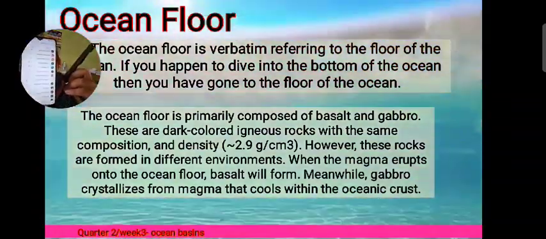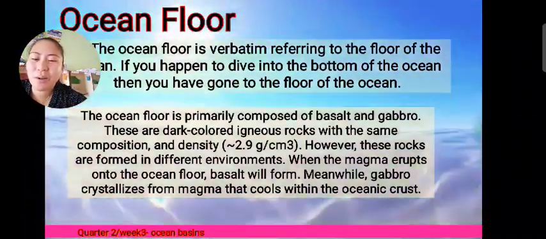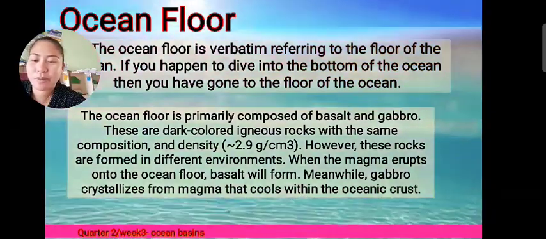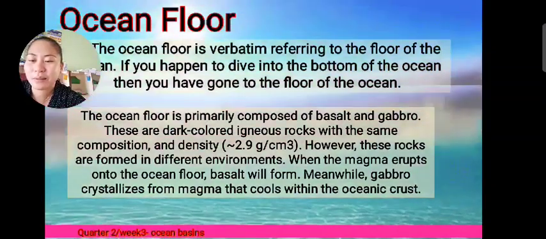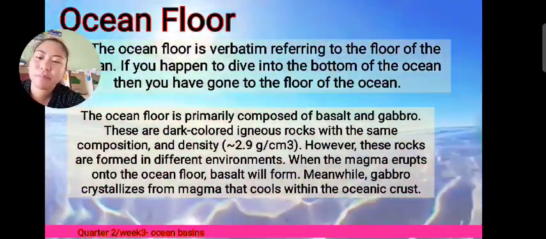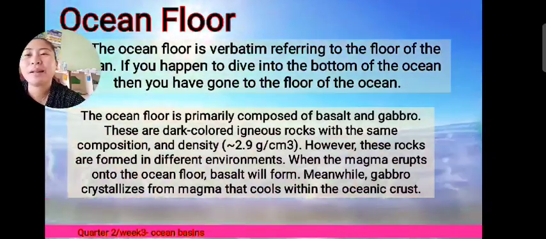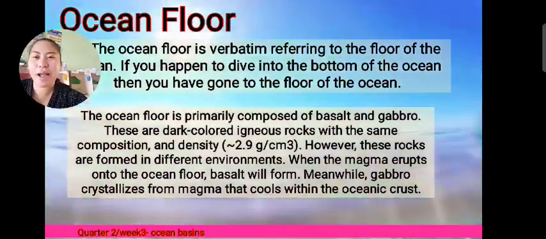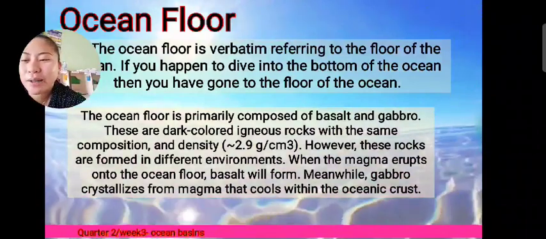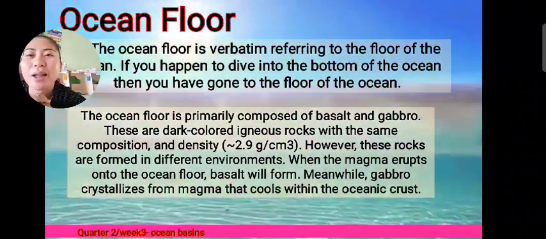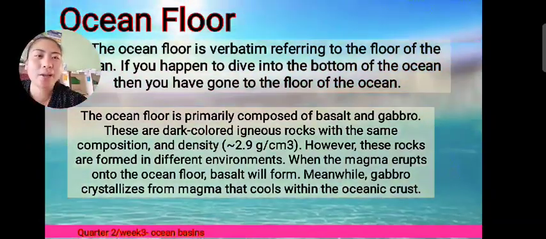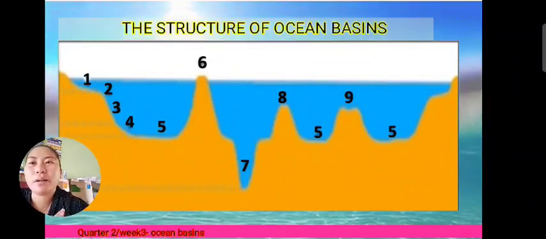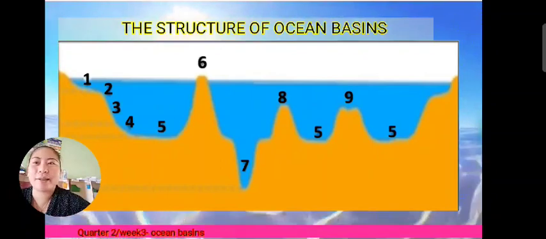What is the color? Andito yung pangalan ninyo. What is the color of the continental crust? Jewel. Okay, the continental crust is lighter than the oceanic crust. The color of the oceanic crust is dark in the sense that it is covered by water. Okay, so yan si oceanic crust, ocean floor.